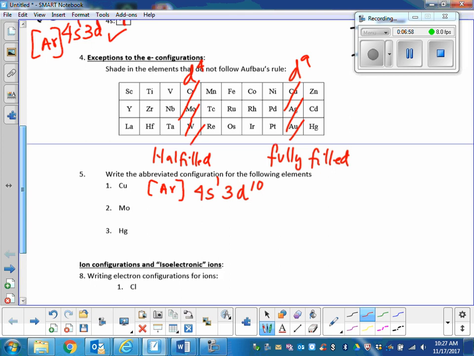The one electron gets shifted. Molybdenum will again have an exception. Does anybody want to try molybdenum? Peter? Krypton, Mo, 5s1, and then 4d5. Is mercury an exception? No, mercury is not. So does anybody want to give me the electron configuration for mercury? Yes, John?